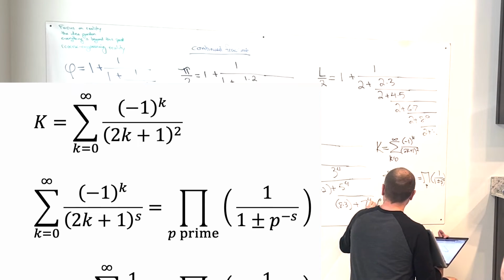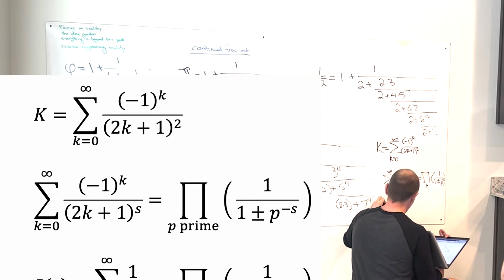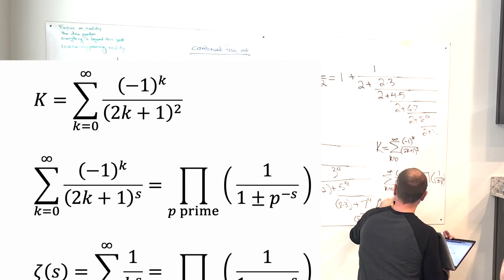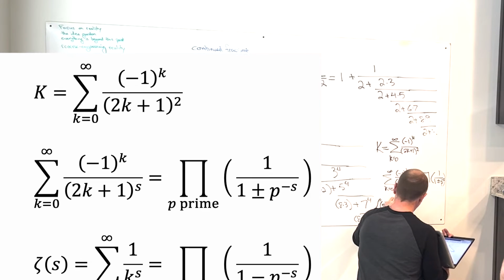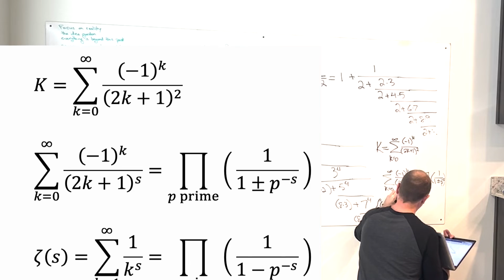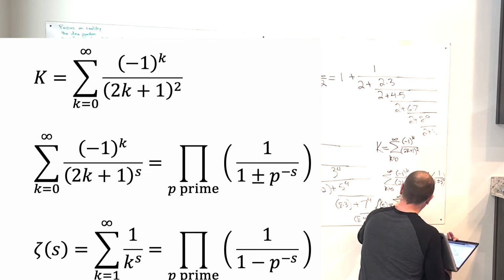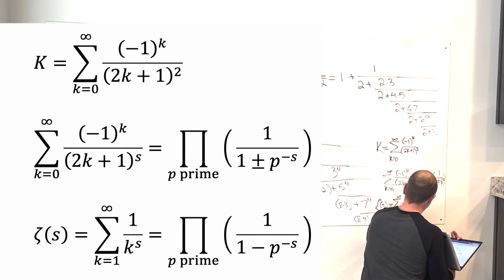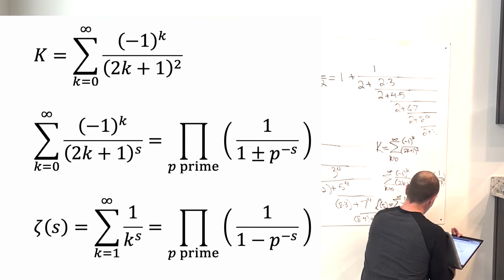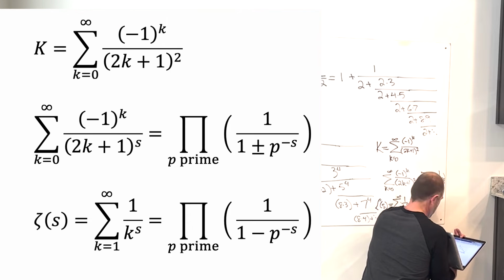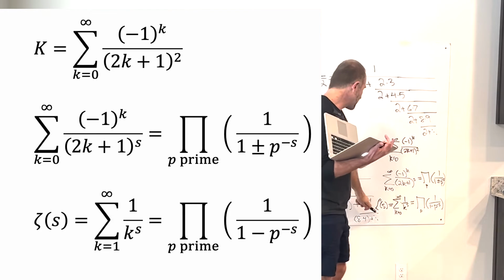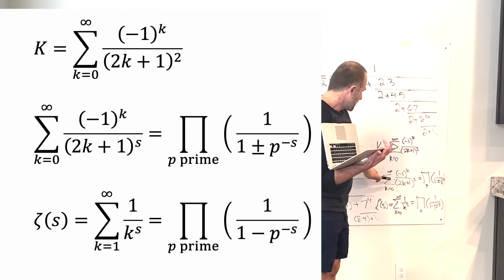The zeta function of s is equal to... I'm going to put the summation in there first. It's equal to the sum of k equals 0 to infinity of 1 over k to the s. Okay, and that's equal to the product over the primes of 1 over 1 minus prime to the negative s. That one's plus or minus. This one's just minus. And look at the zeta function, look how similar we are here.